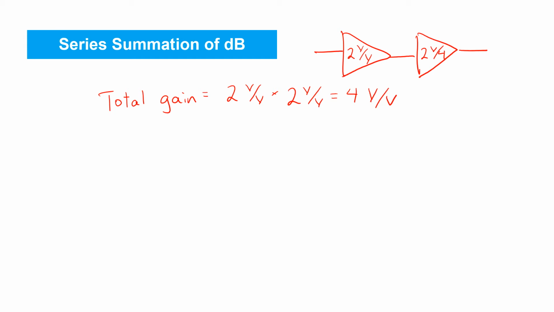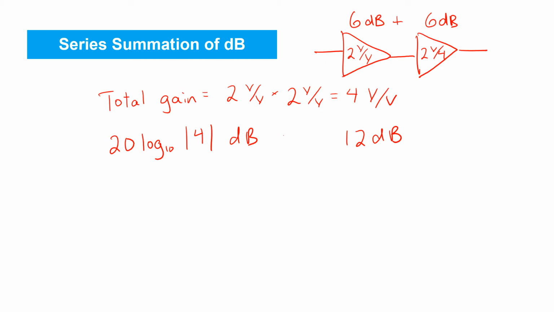Alternatively, we can say that the first amplifier has a gain of 6 dB, and that's followed by another amplifier with a gain of 6 dB. So the total combination has a gain of 6 plus 6 dB, or 12 dB. You can confirm this by checking 20 log base 10 of 4 for yourself and see that it works out.